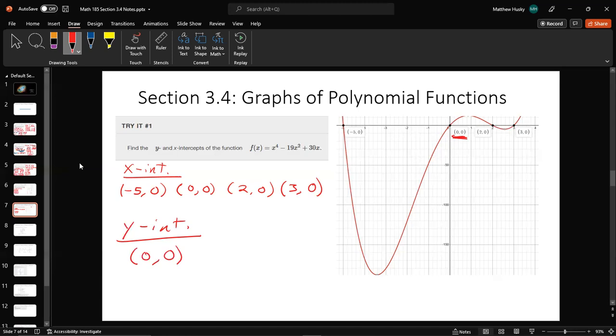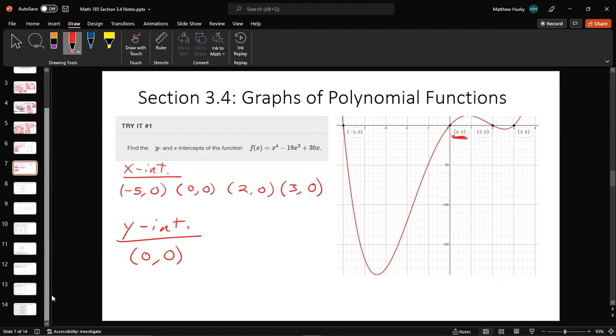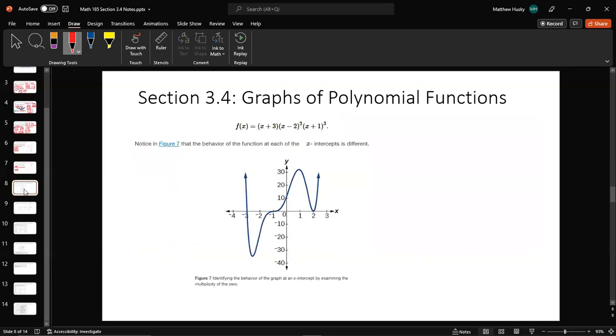Okay, so there you go. You've got yourself a very lovely graph, and you've got intersection points on the x-axis, and then you've also got an intersection point on the y-axis. So there you go. Okay. What else do we have?